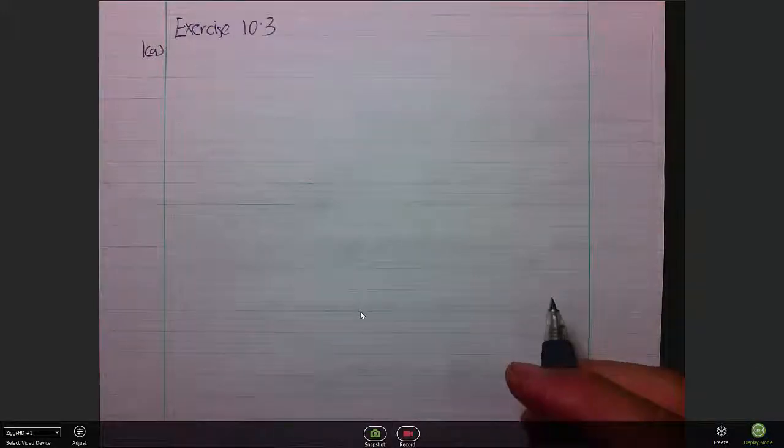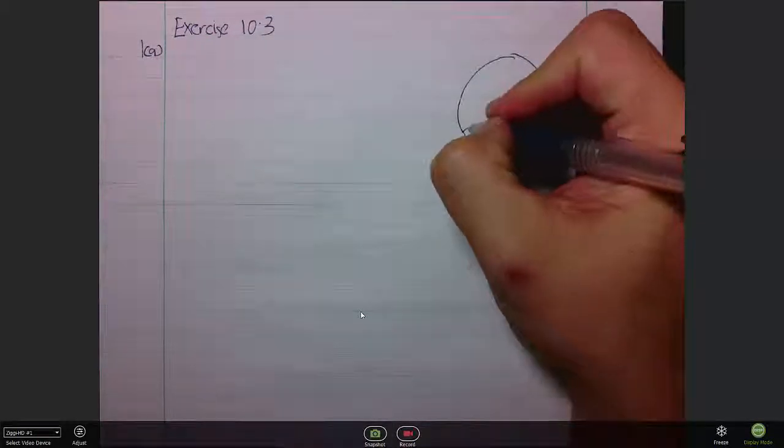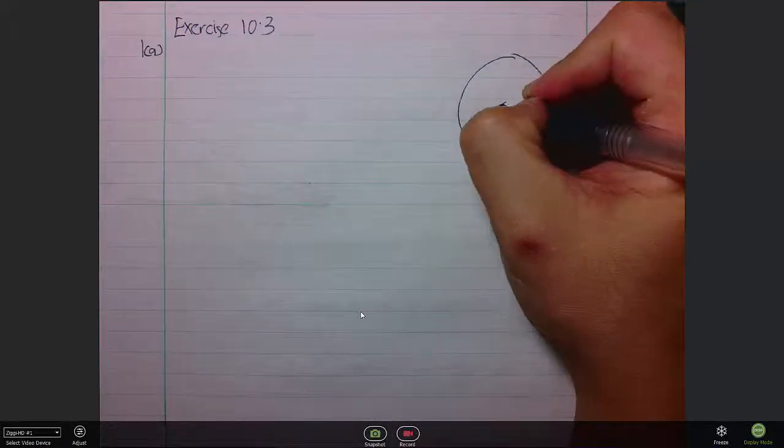Okay, now we do exercise 10.3. I give you a few examples. I start with question 1a. I'll do a quick sketch for you to help you better understand this question. So first we have angle AOC is 128 degrees.